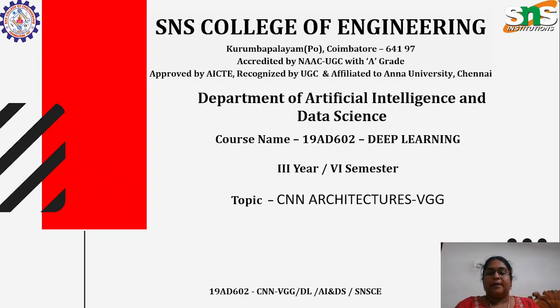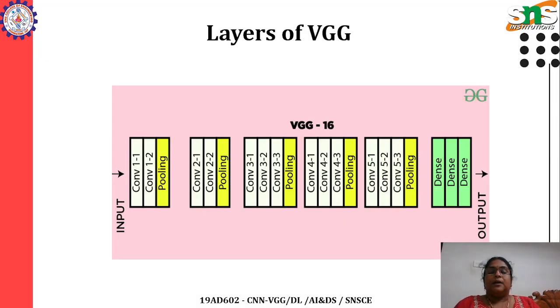Today I am going to explain the concept of VGG network, which comes under convolutional neural network architecture. As we discussed earlier about the several architectures of convolutional neural network, the first one we have discussed is the AlexNet architecture. The second one is VGG architecture.